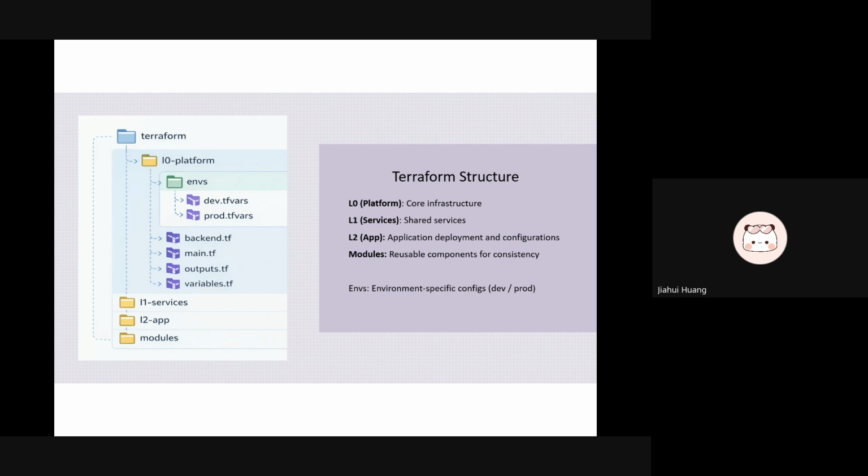Next, this is how we structure our Terraform code. We organize everything into a layered structure, L0, L1, and L2. L0 contains core infrastructure like networking and container registry. L1 includes shared services such as identity, monitoring, and databases. L2 is where we deploy application-specific resources. We also use reusable modules to standardize our infrastructure components. In addition, we separate environment configurations using tfvars files for dev and prod. This structure makes our infrastructure easier to manage, reuse, and scale.